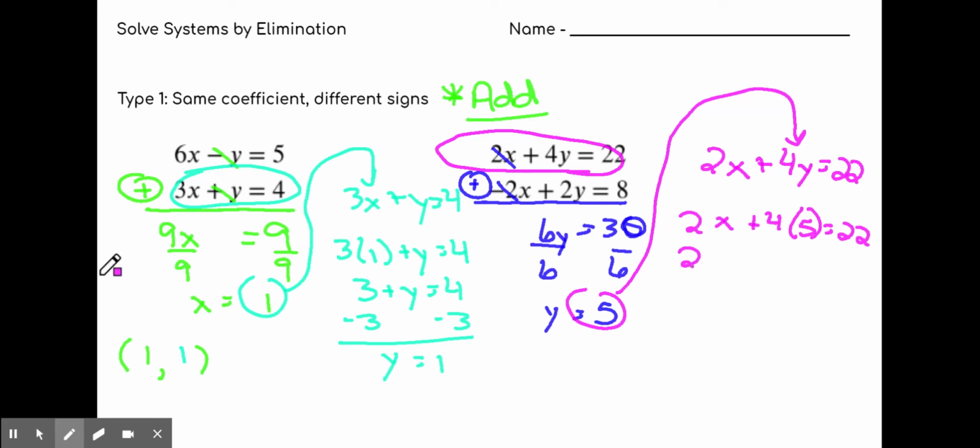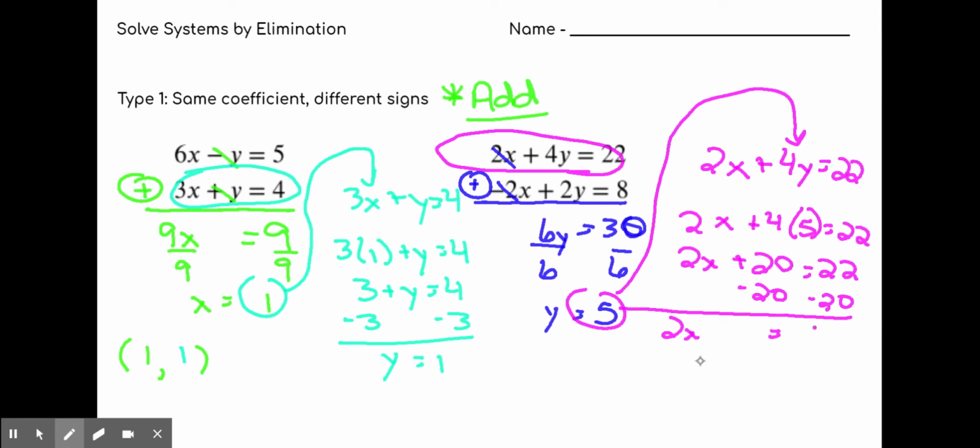So now I'm just going to solve. 2x, 4 times 5 is 20. It's a two-step equation. I'm going to subtract 20 from both sides. And I get 2x equals 22 minus 20 is 2. I'm going to divide both sides by 2. And x is 1. So my point of intersection here, my x coordinate is 1, my y coordinate is 5.